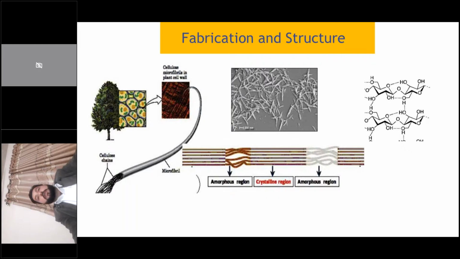And the most interesting thing about the cellulose is that it has two very important regions. It has an amorphous region, and it is also composed of a crystalline region. And in the SEM image, that is scanning electron micrograph, we can clearly see the nanofibrils present in the cellulose. Next slide, please.